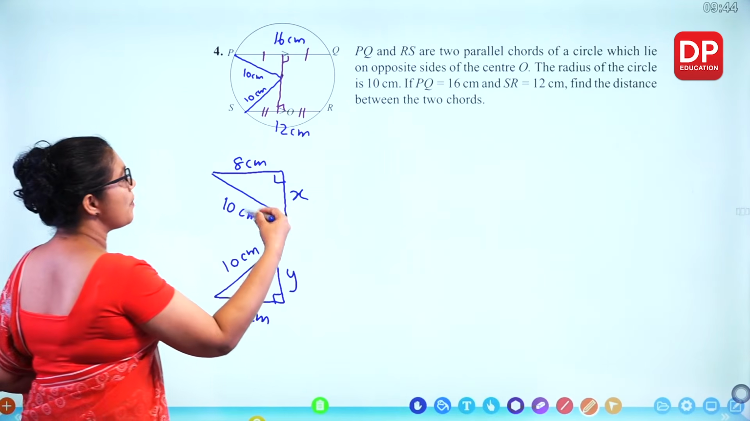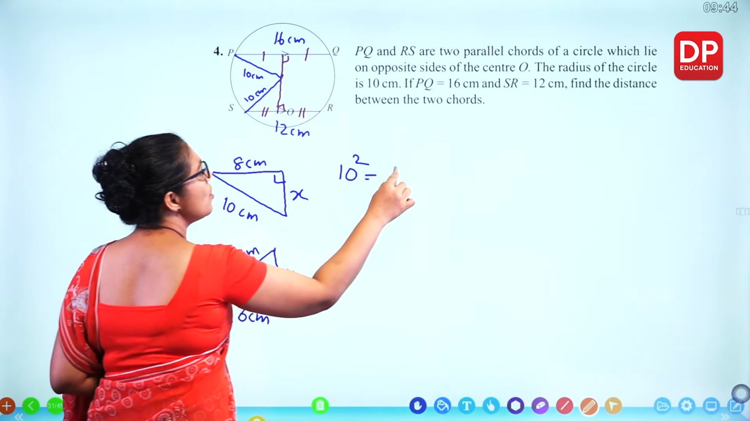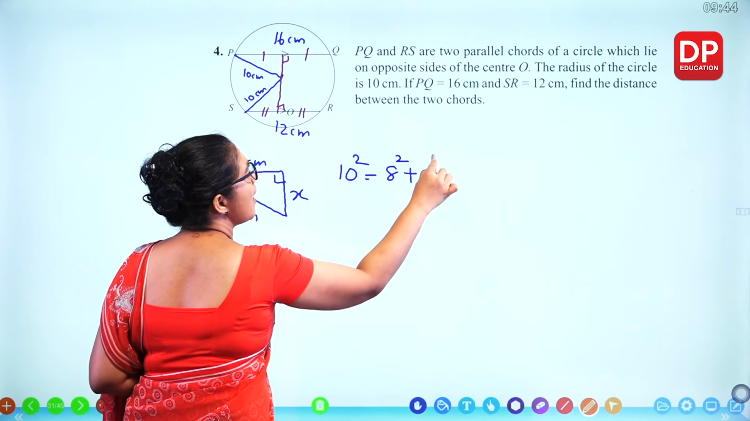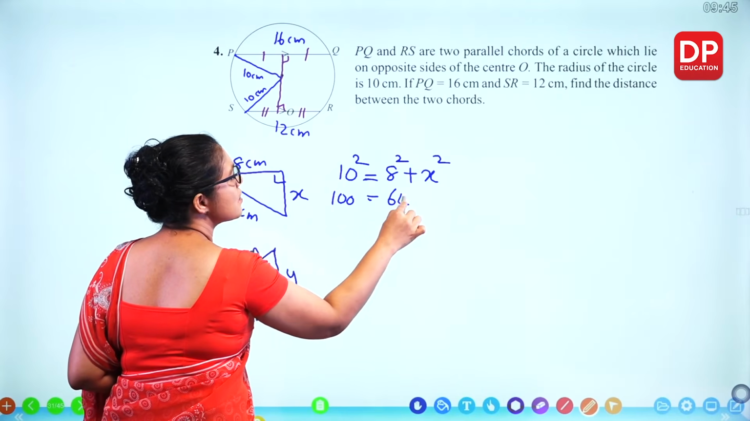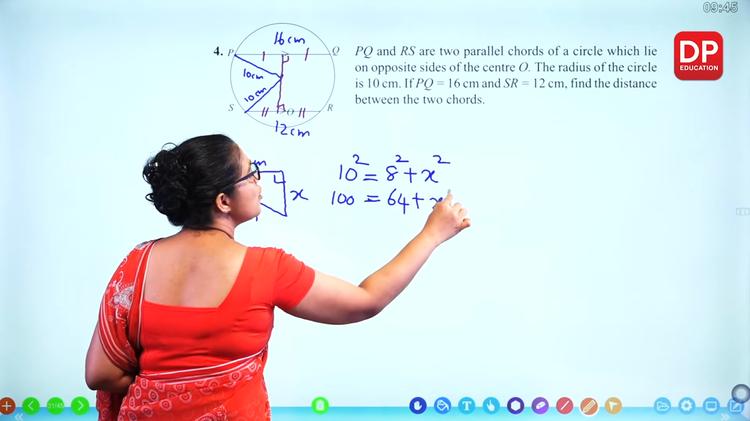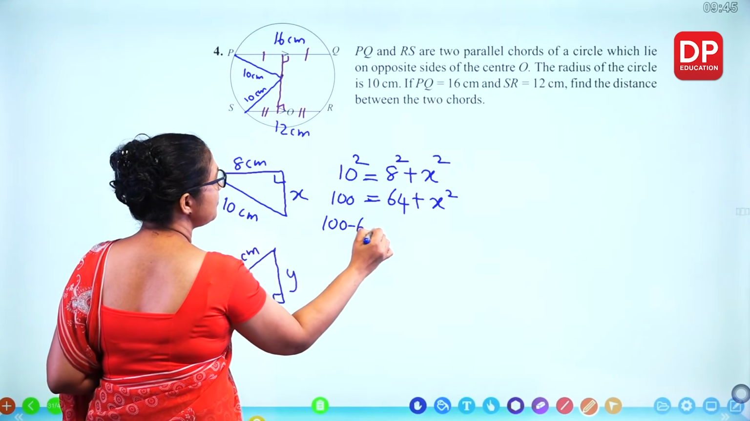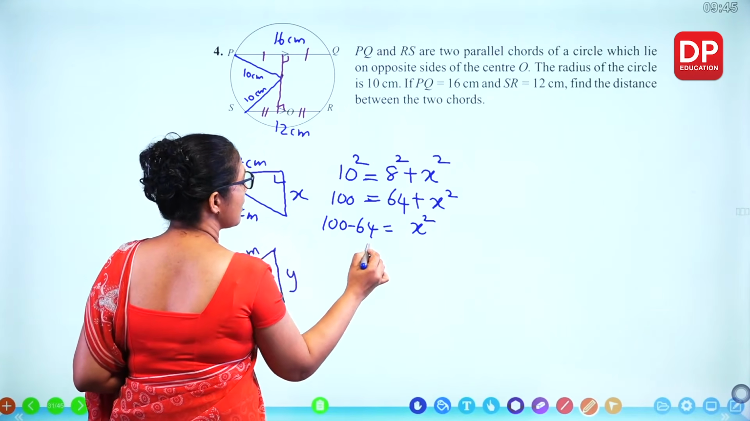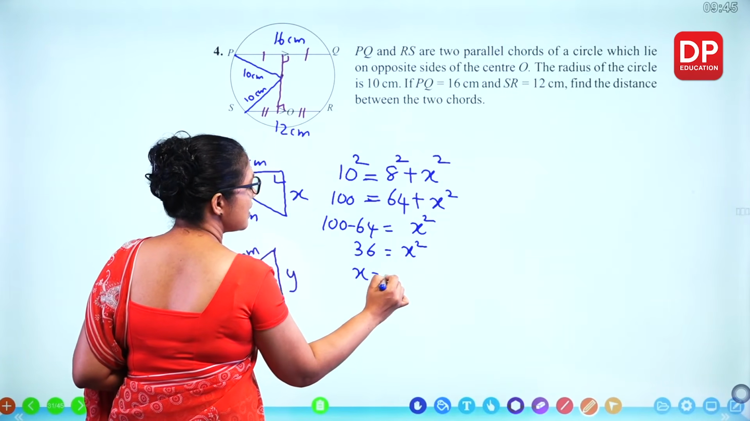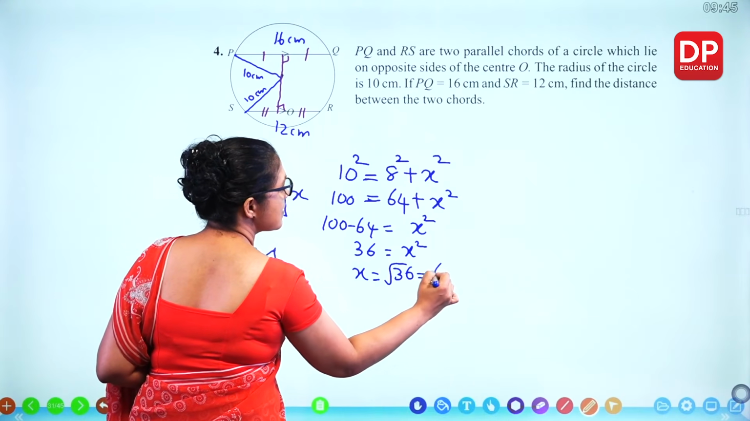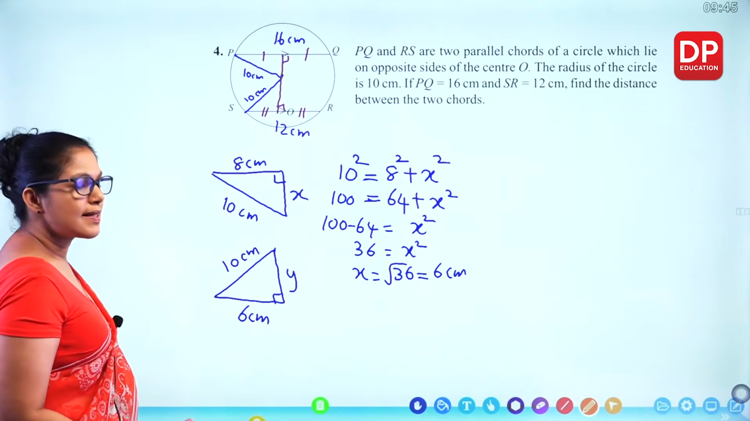So here use Pythagoras theorem. 10 squared is equal to 8 squared plus x squared. What is 10 squared? That becomes 100. 8 squared is 64. When you subtract 64 from 100, you get 36. Square root of 36 is 6 centimeters. Now we found this distance is 6 centimeters.